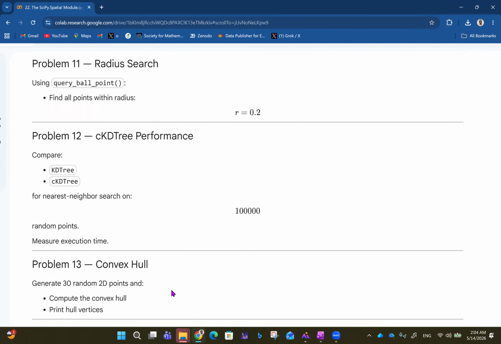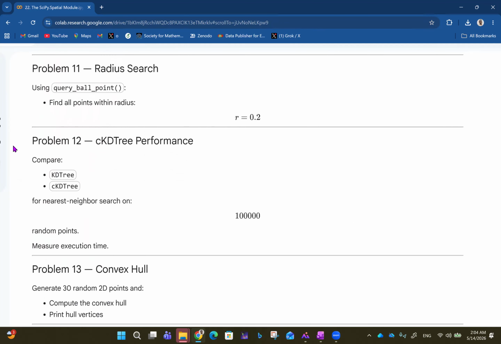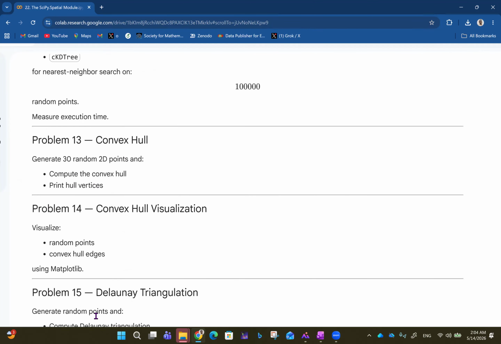So you want to find something within a given radius. So use query_ball_point. Find all points within radius r equals 0.2. Then cKDTree performance. Compare KDTree and cKDTree for nearest neighbor search on 100,000 random points and measure execution time. Problem 13, convex hull. Generate 30 random 2D points and compute the convex hull, print hull vertices.